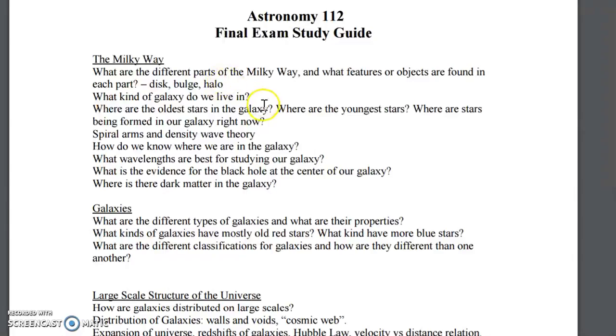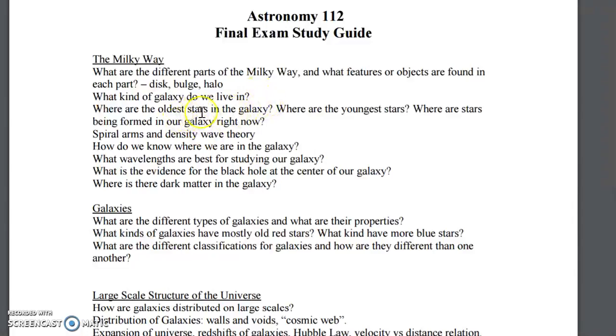First part of the exam will be about the Milky Way, so you should know the different parts of the Milky Way and what kinds of features you might find in there. For example, what kinds of stars would you find in the disk versus the bulge versus the halo? What kind of galaxy do we live in? You know we live in a barred spiral galaxy, and we're about 3/5 the way from the center of it.